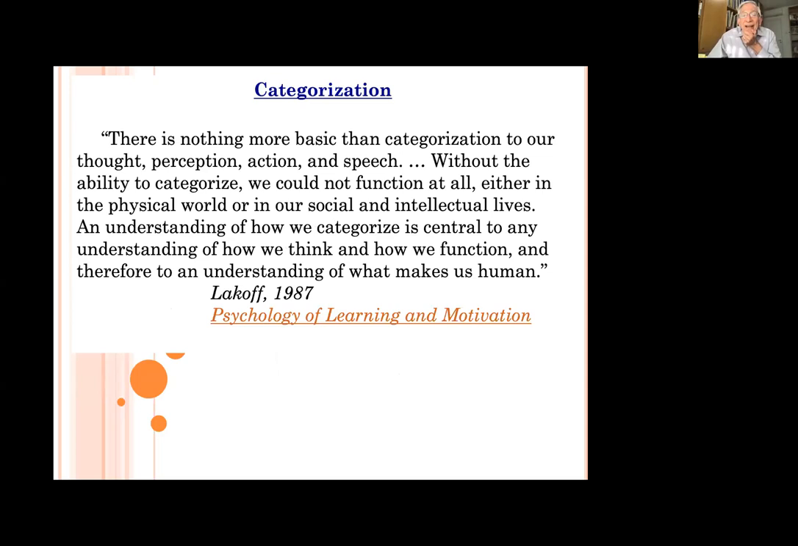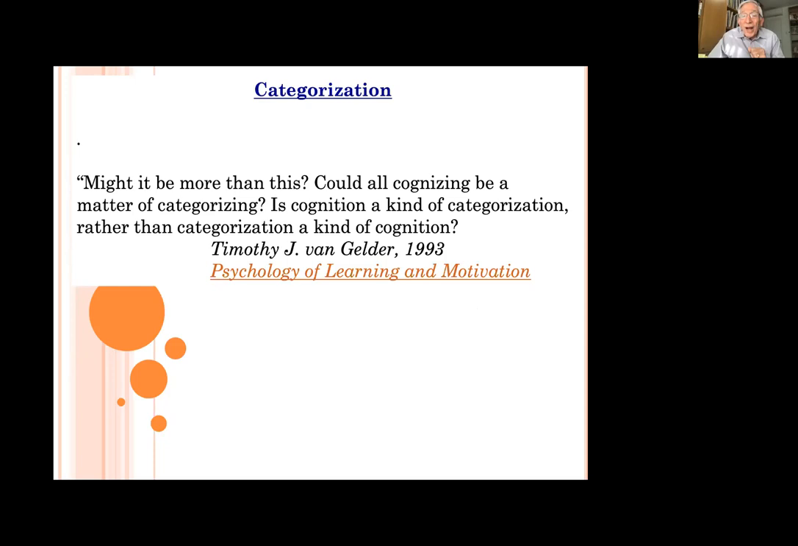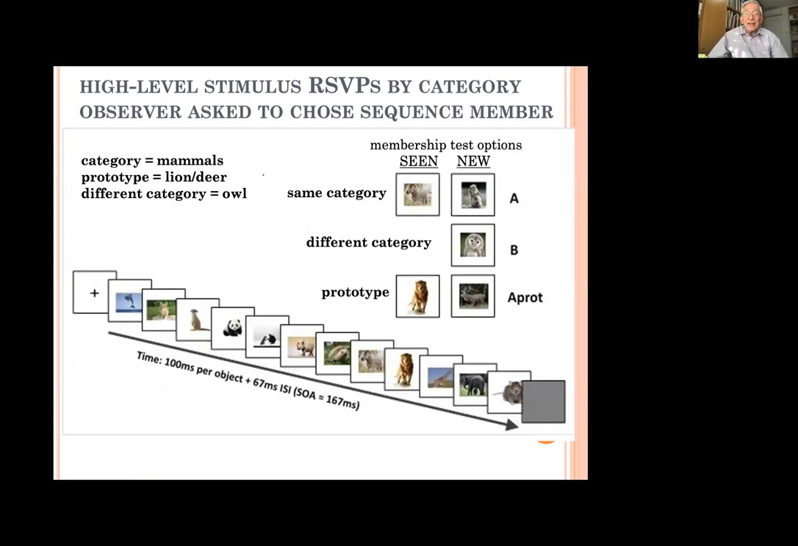Without the ability to categorize, we would not be able to function at all in a physical world. An understanding of how we categorize is central to our understanding of how we think and how we function, and therefore an understanding of what makes us human. Wow. Might it be more than this? Can all cognizing be a matter of categorizing? Is cognition a kind of categorization rather than categorization a kind of cognition? Okay, this is just to say that categorization is important.